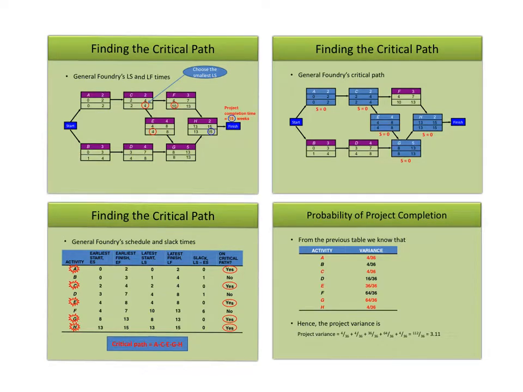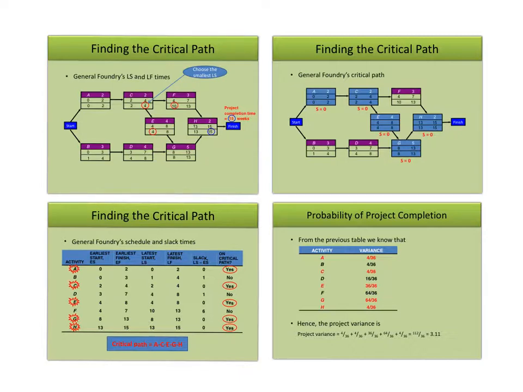Now let's get the critical path for this network. Okay, what is the critical path? The critical path of a network is the longest time path for the network. The activities on the critical path are activities that cannot be delayed. That means the slack time is 0.